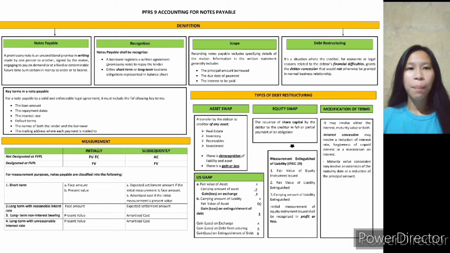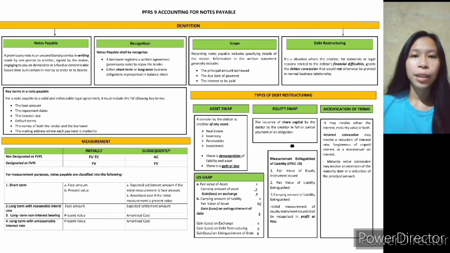So, in an equity swap, the debtor and creditor may renegotiate the terms of a financial liability. Yes, renegotiate, or negotiate again. Or should I say there is a change of structure of the debt, so they have to renegotiate, the creditor and the debtor, since there is an issuance of share capital by the debtor to the creditor.